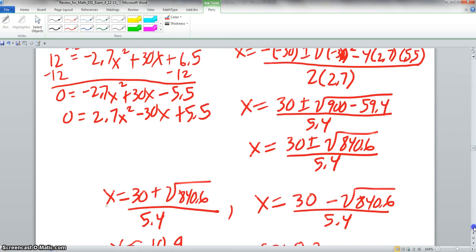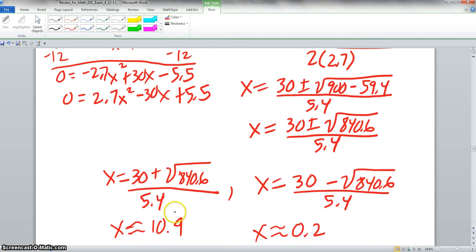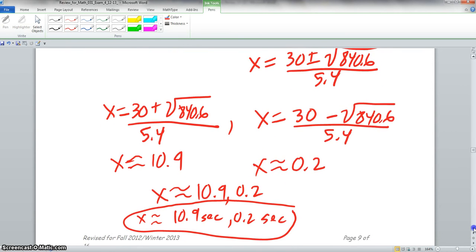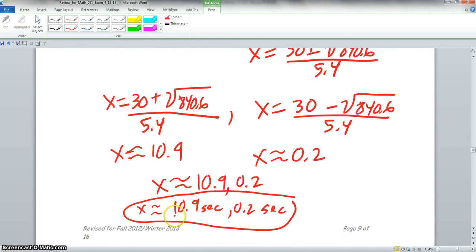Now if we scroll down here, I wrote that out, x is approximately 10.9 and x is approximately 0.2. And we have x is approximately 10.9, 0.2, and we're talking time because we wanted to know about how long, as far as the time is concerned, about how long would it take for the ball to reach 12 feet above the moon's surface. It'll be at 10.9 seconds and 0.2 seconds.